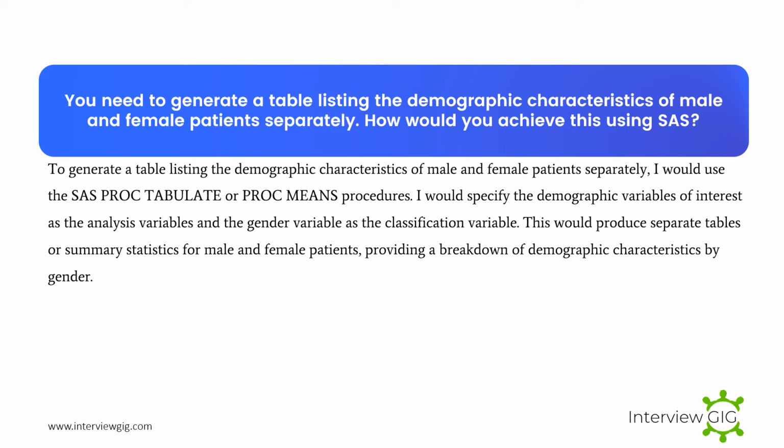You need to generate a table listing the demographic characteristics of male and female patients separately. How would you achieve this using SAS? To generate a table listing the demographic characteristics of male and female patients separately, I would use the SAS proc tabulate or proc means procedures. I would specify the demographic variables of interest as the analysis variables and the gender variable as a classification variable. This would produce separate tables or summary statistics for male and female patients, providing a breakdown of demographic characteristics by gender.